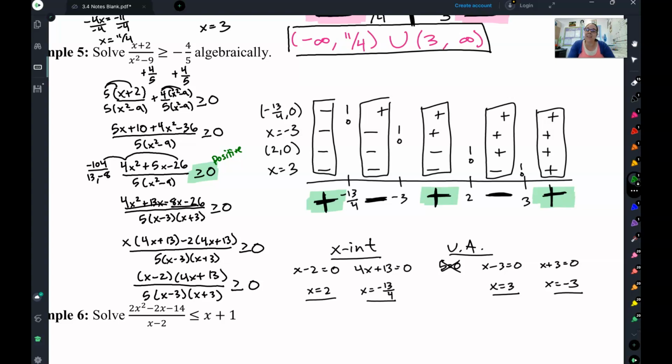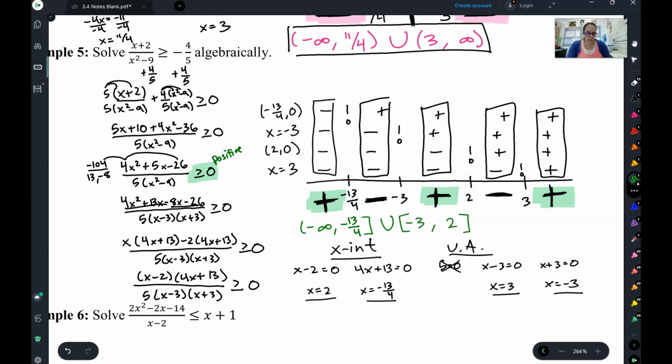This is greater than or equal to, so because it is equal to, we better do brackets. So this first one's going to be negative infinity to negative 13/4. Oops. Bracket, because of the equal to, union, negative 3 to 2, brackets, because of the equal to, union, 3 to infinity for that last one, bracket, because of the equal to. Now, this answer is actually not quite correct. And here's why.